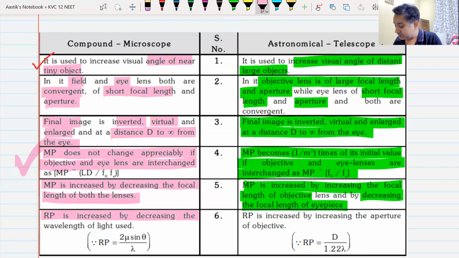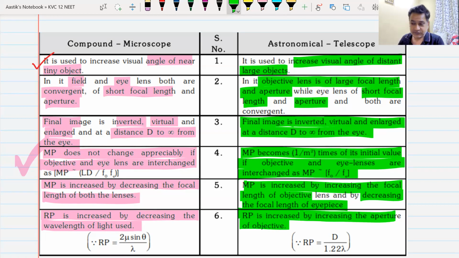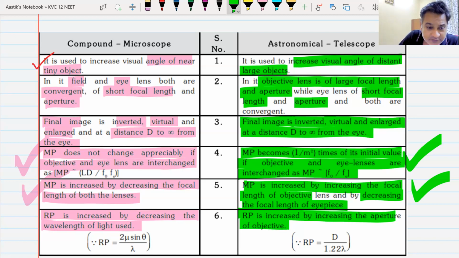Resolving power, how much you can resolve the image, is increased by decreasing the wavelength. Here the resolving power is increased by increasing the aperture. Resolving power is not in your course, but I hope that you can very nicely remember point 4 and point 5. Very important points, and I'll give you 5 minutes to note this down. Note this down very carefully. Questions are going to come from this.